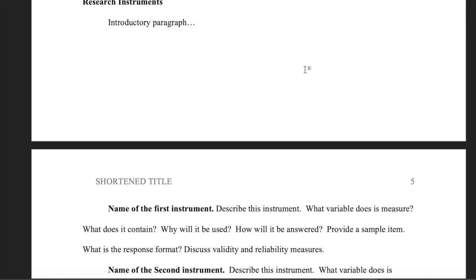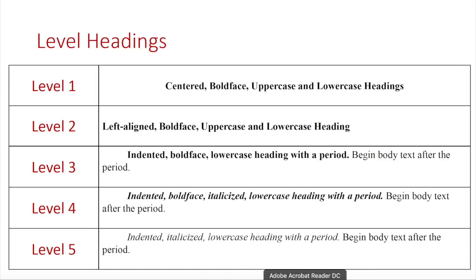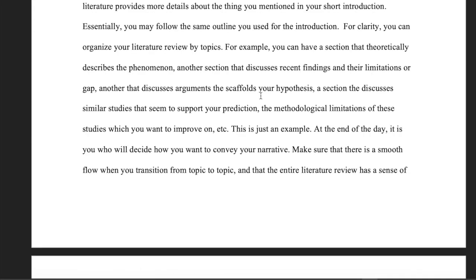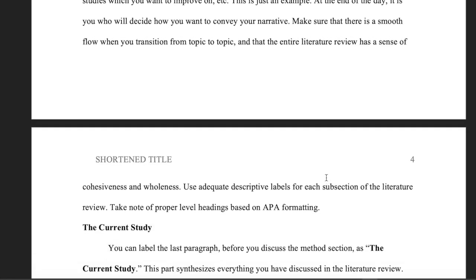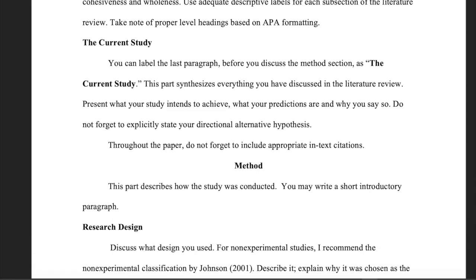Okay, and what are the formats for these level headings? So the format is as such. For level 1, it's centered, boldface, uppercase and lowercase headings. Okay, with the exemption of your title page, which is uppercase and lowercase heading, centered but not boldface. With the exemption of that, Methods, that is boldface.